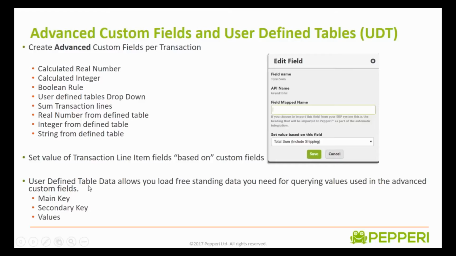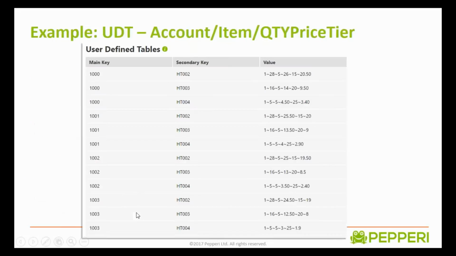And again, the user-defined table data plays a role because you can query values from data that you upload in a simple format of a main key, a secondary key, and a value. I wanted to show you just one example of this, the example we'll upload in a few minutes. The main key, in this case, is the account ID. The secondary key is the item code. And then I have the values, which are separated, in this case, with a tilde.